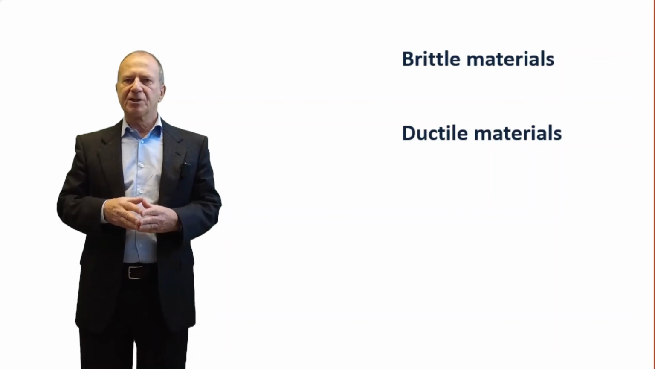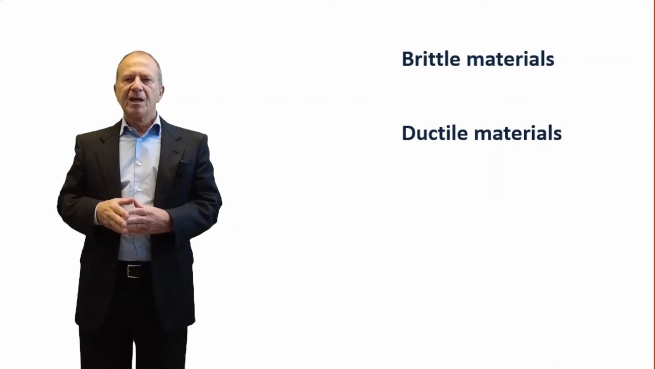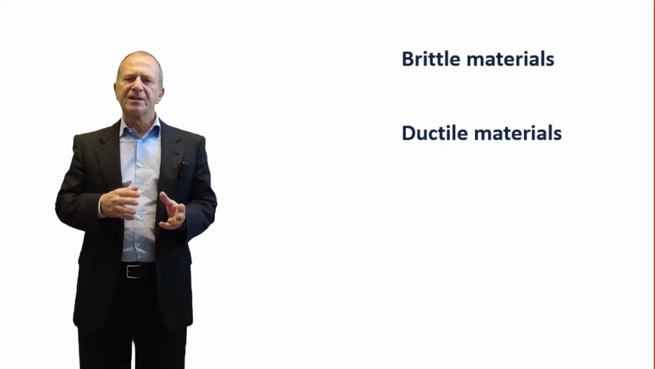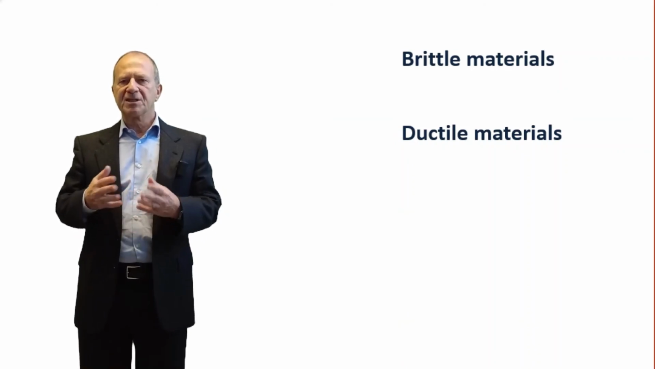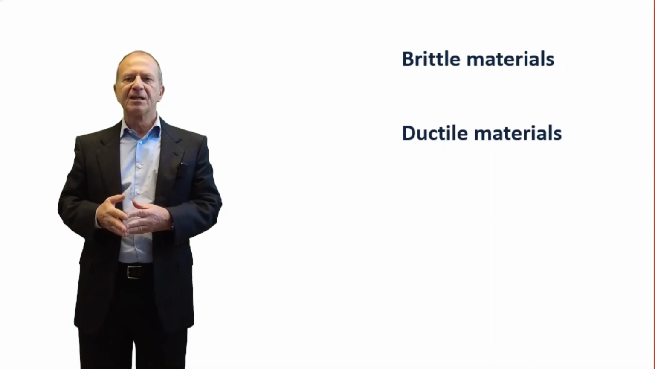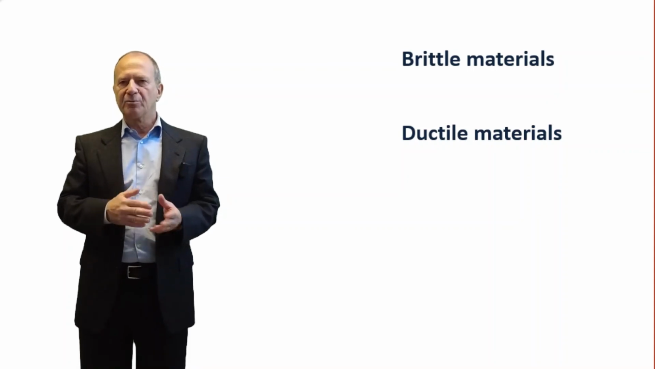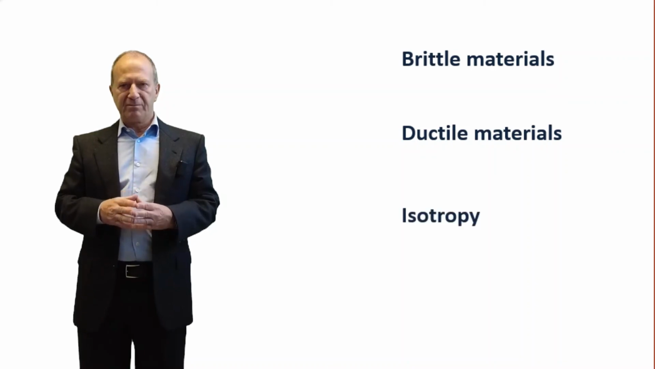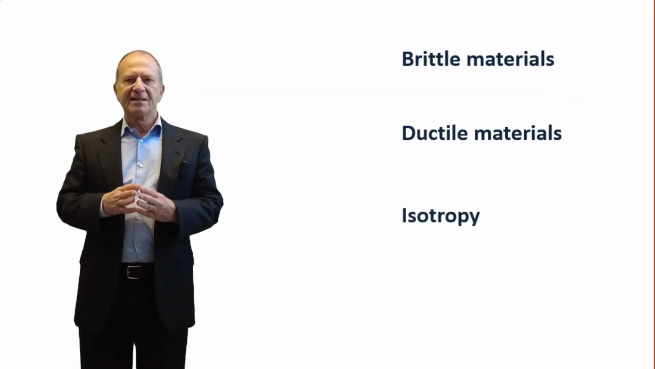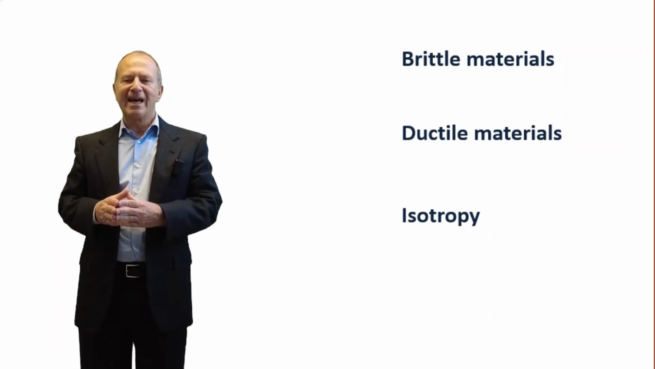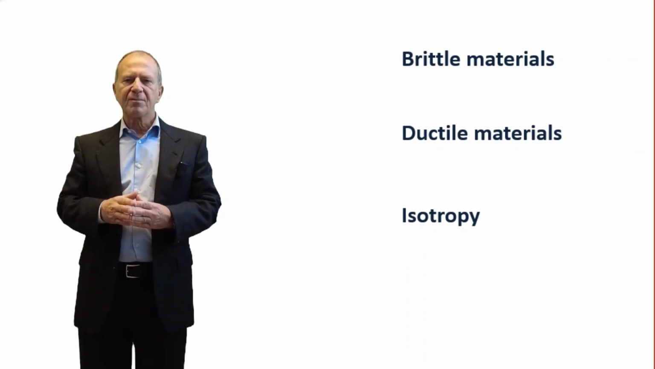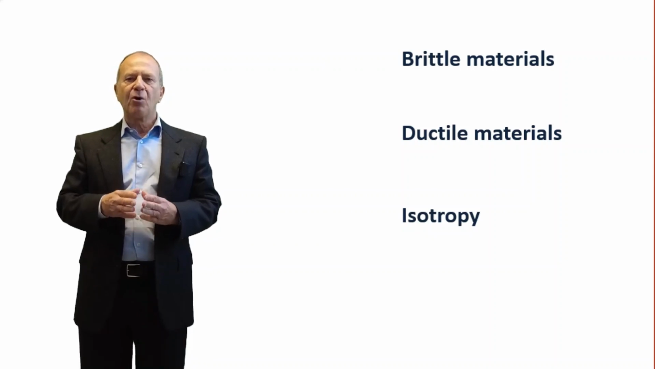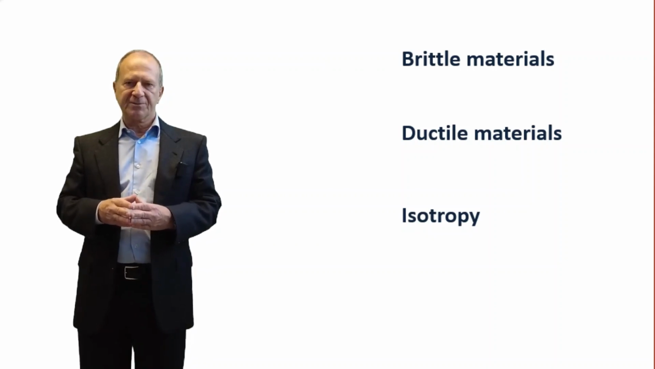Brittle materials such as concrete, mortar, brick behave differently in tension and compression. Conversely, most ductile materials such as steel and other metallic materials have the same strength in tension and compression. We will only deal with isotropic materials, that is, materials that exhibit the same mechanical properties in any direction. For these materials, any strength criterion can be expressed only in terms of principal stresses.